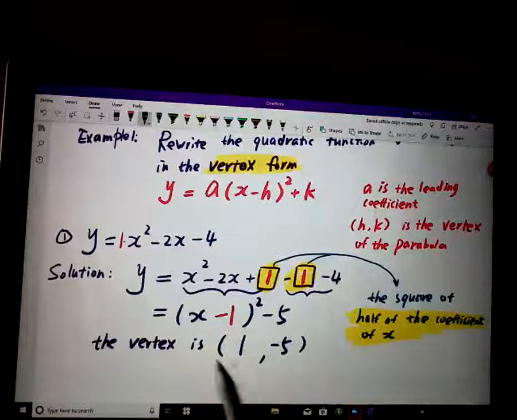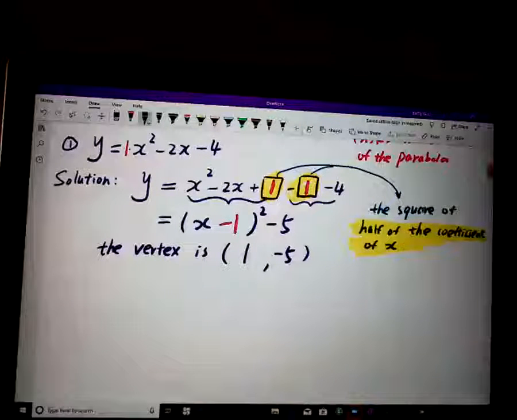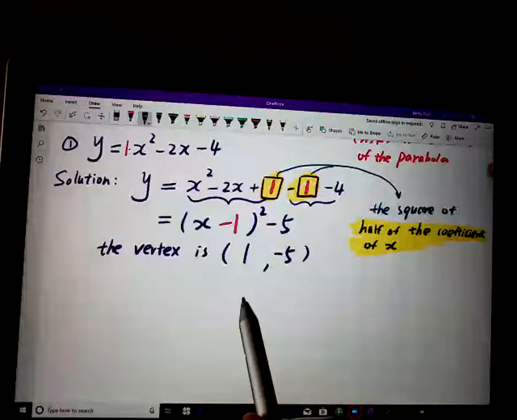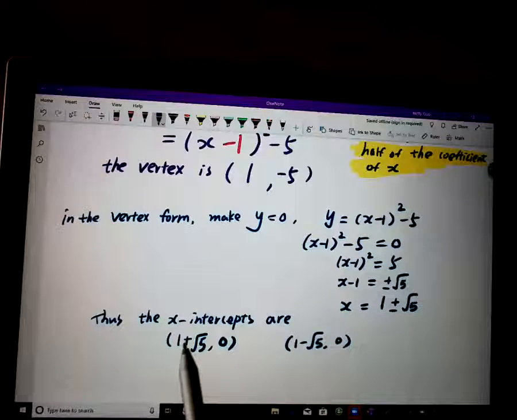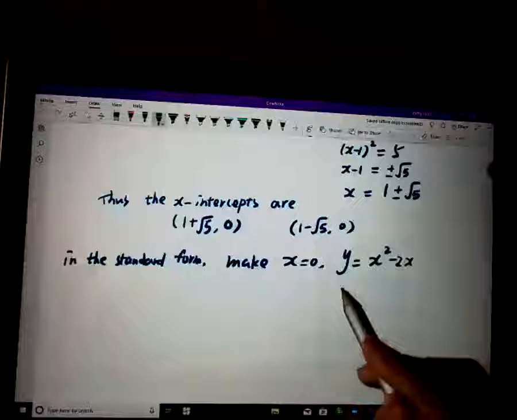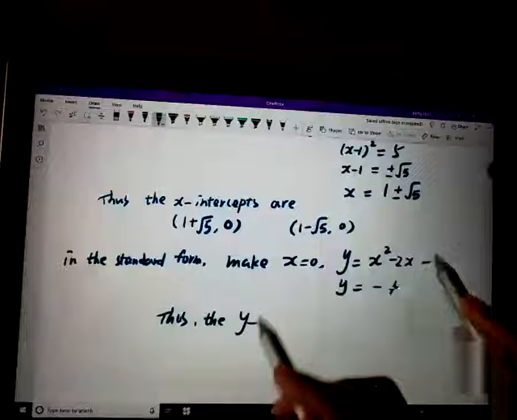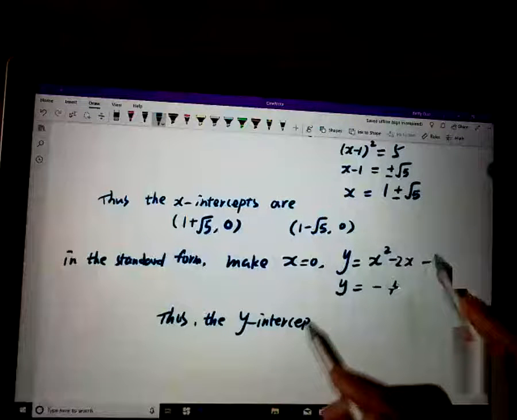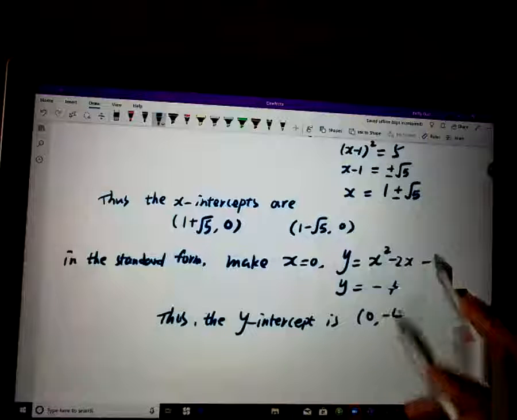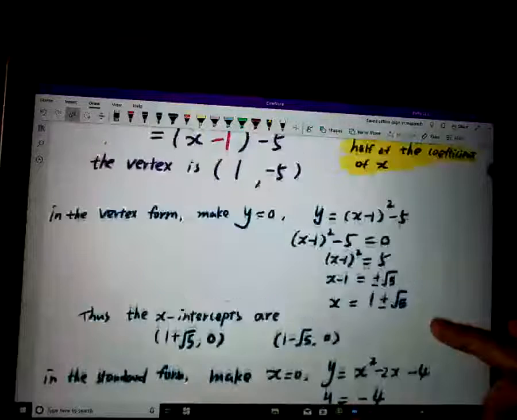So now we identify the vertex 1 comma -5. We want to make the graph as accurate as possible. First, find the y-intercept: make x be 0. So you have y equals -4. Thus, the y-intercept is 0, -4. I think we pretty much have all we need: the vertex 1, -5.